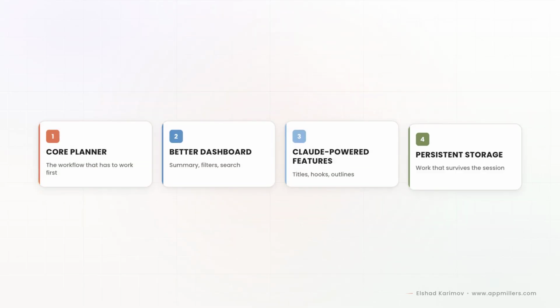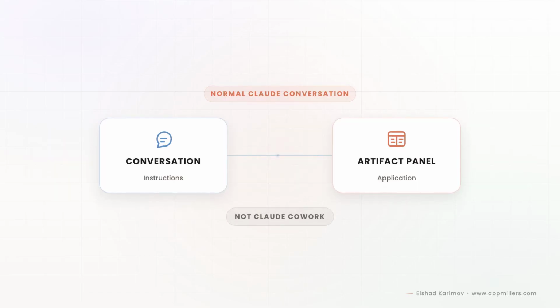We are going to create an AI content planner for YouTube creators. The first version will let us add video ideas and track their production status. Then we will improve the dashboard. After that, we will add Claude-powered title, hook, and outline generation. Finally, we will add storage so the application remembers our content between sessions. We will do all of this inside the normal Claude conversation. We are not using Claude Cowork. The chat is where we give Claude the instruction and the artifact will appear beside it.